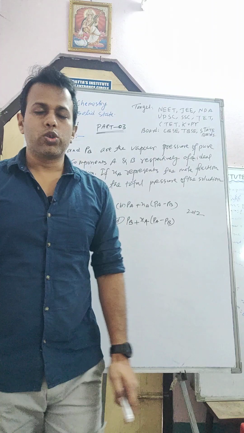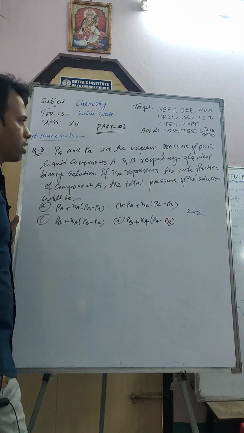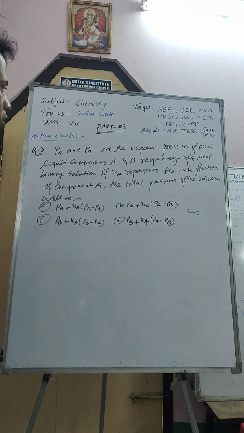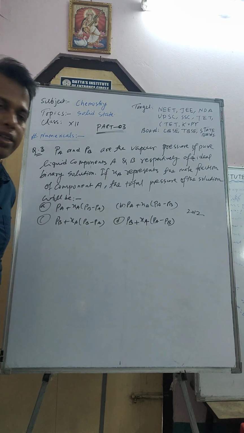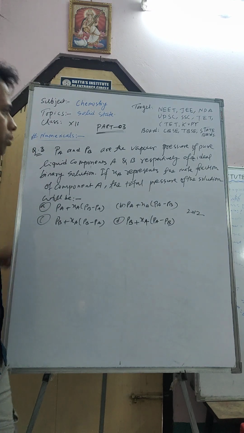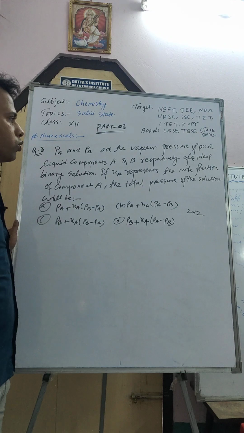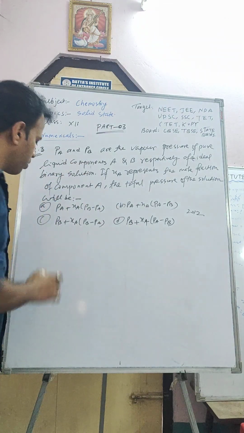Our next question, question number 3, is like that: PA and PB are the vapor pressures of pure liquid components A and B respectively of an ideal binary solution. If XA represents the mole fraction of the component, then the total pressure of the solution will be what? Four options are given. We have to find which option is correct.